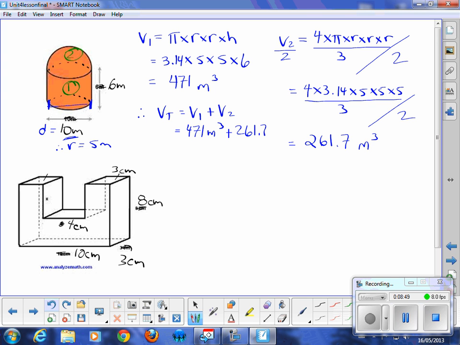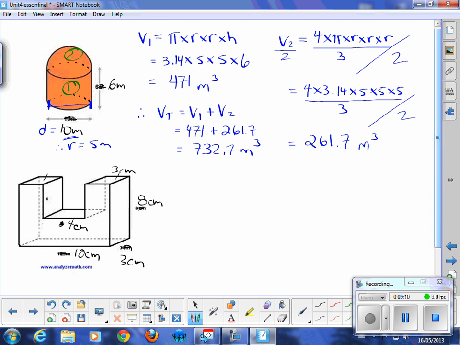Oh, I don't know why I'm putting the units in. You don't need the units at this stage. Just need it in your final line. 261.7. So we end up with a total of 732.7 cubic meters of material, depending on what you're putting in there. All right.